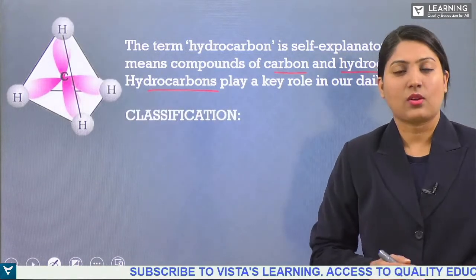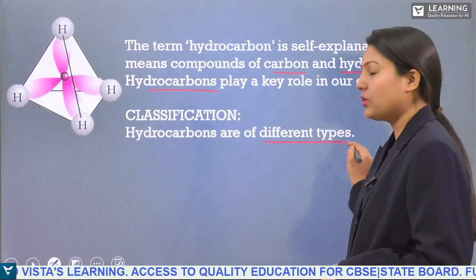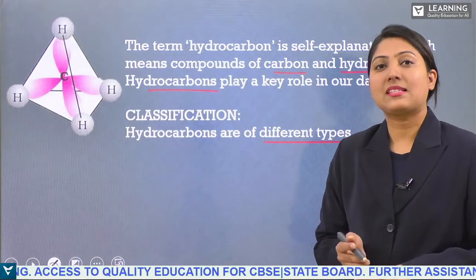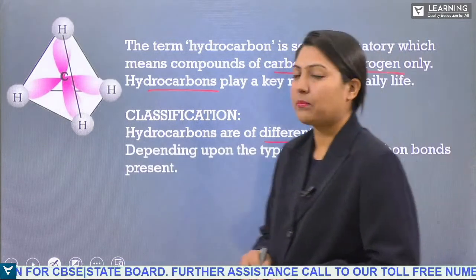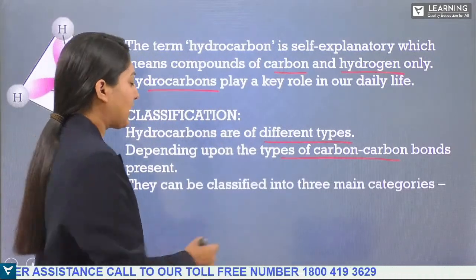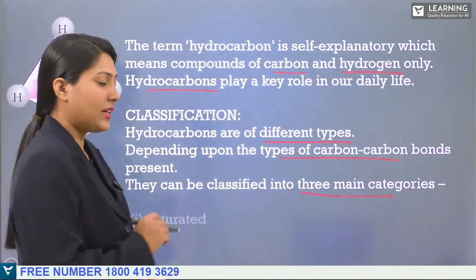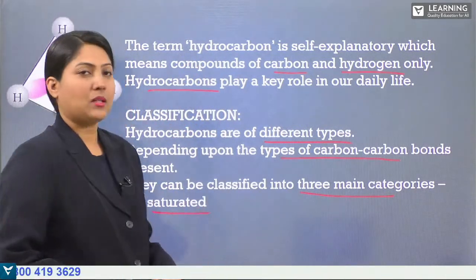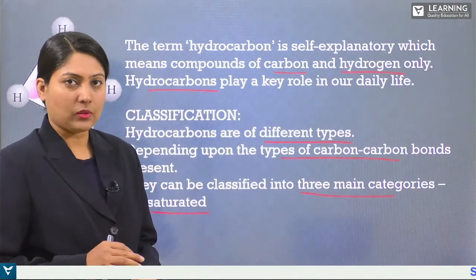What's the classification? On what basis has it been classified? They are classified into different types on the basis of bonds. Depending on the types of carbon-carbon bonds, we have the classification made. They are classified mainly into 3 categories. First one is saturated. Saturated means it will have single bonds. No multiple bonds are formed.